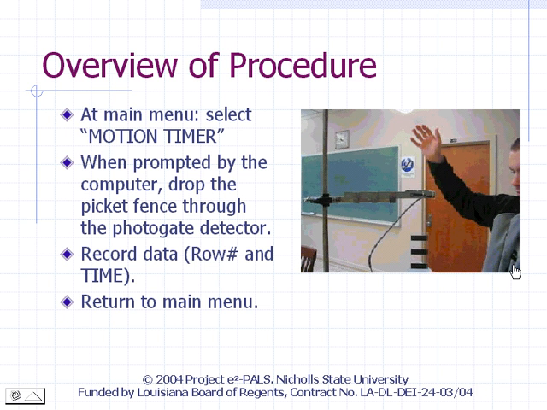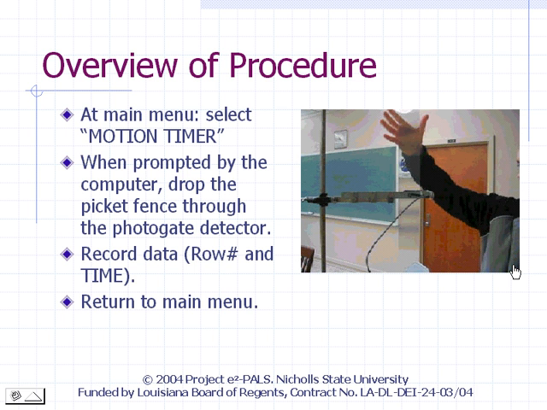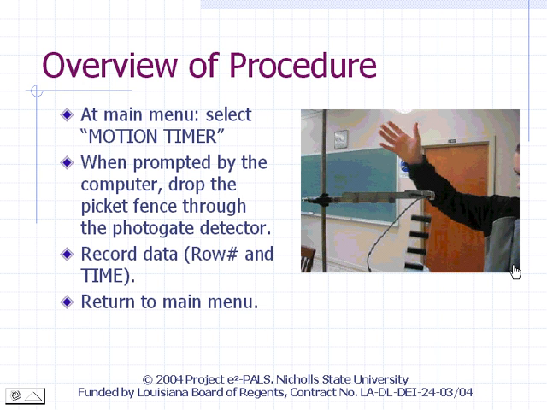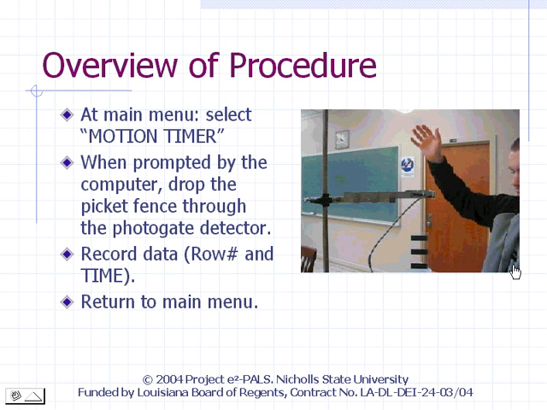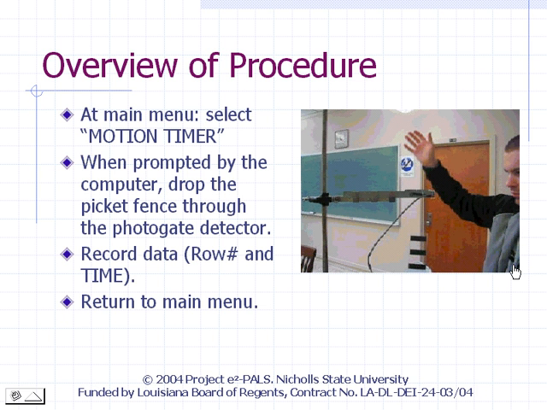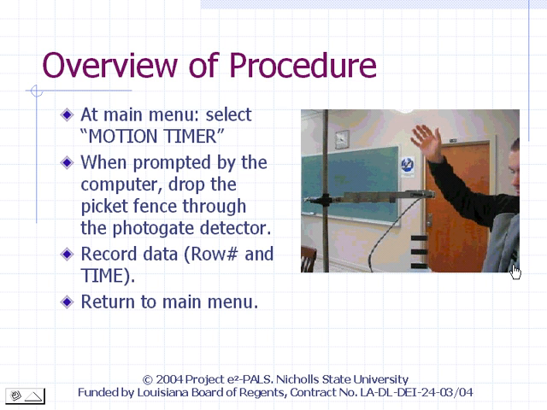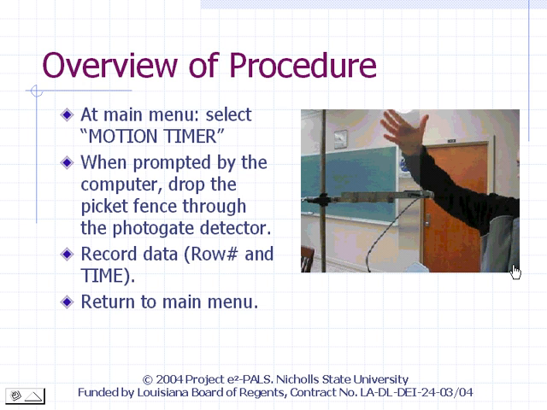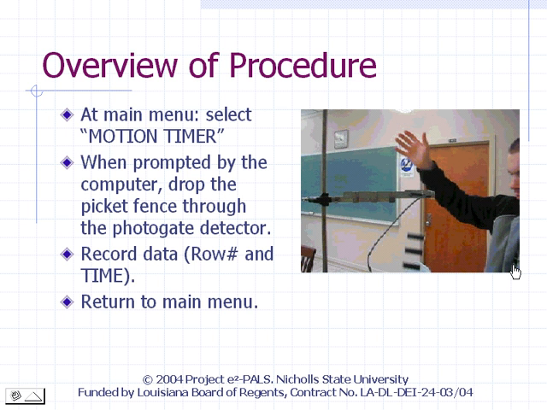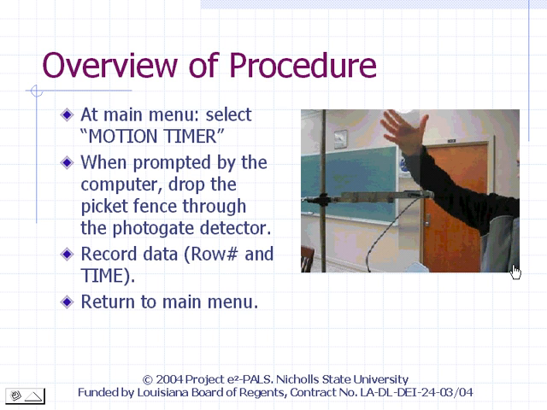Copy the data to your notebook. You should have 2 columns, one for row number and the other for time. Time for row 1 refers to the time elapsed from when the leading edge of the first black row passes the detector to when the leading edge of the next black row passes the detector. Similarly, the time listed for row 2 refers to the time it took for the picket fence to drop from the leading edge of the second black row to the leading edge of the third black row.